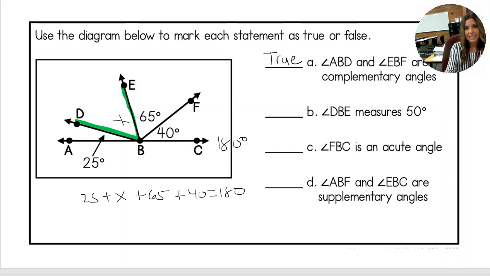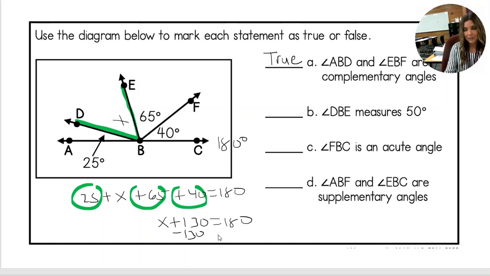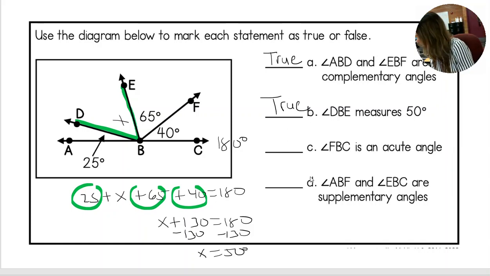Now on the left side, we have some constants that we can combine. We can combine the 25 with the 65 with the 40, and that is going to give us 130. So x plus 130 equals 180, and then we're going to subtract 130 from both sides. So x equals 50, which means that this statement is true. Okay, next one. FBC is an acute angle.